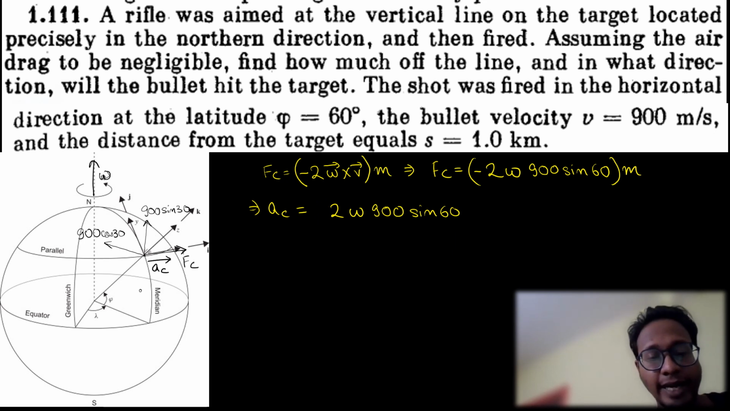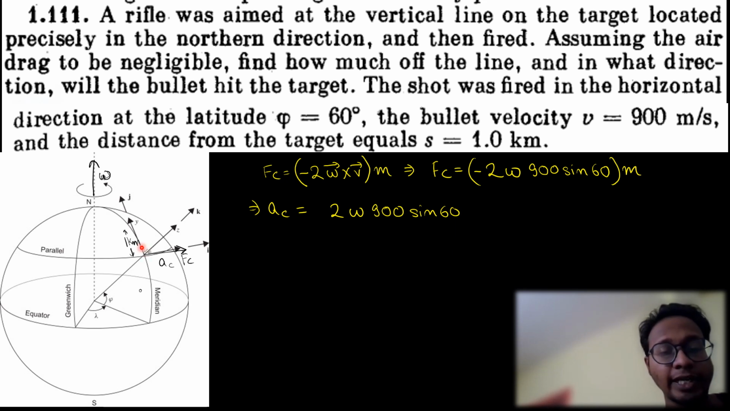So if acceleration is acting in this direction, the bullet, while traveling in this direction, will face an acceleration in x-axis. So after traveling for 1 kilometer, what will be the deviation of the bullet? Let's make this diagram a little bit more neat. The bullet while traveling along the y-axis, horizontally, with velocity 900 meters per second, will face an acceleration in x-axis. So it will deviate by some amount. The question is asking us to find the amount it deviated.